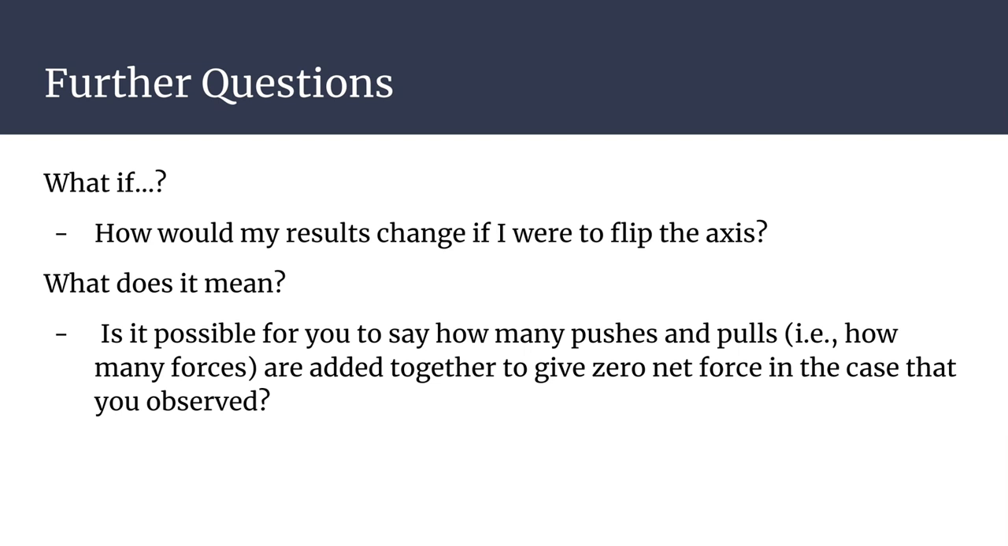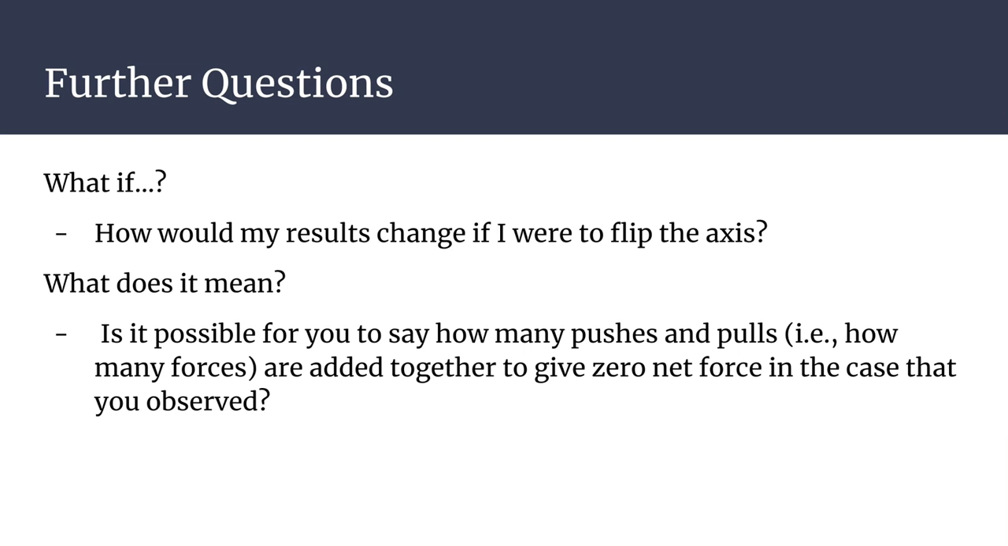What if? So how would my results change if I were to flip the axis? So the data would be reflected across the x-axis, so the direction of the position and velocity vectors would be flipped, so from positive to negative. However, the magnitude will stay the same, so it would be the same except for negative.